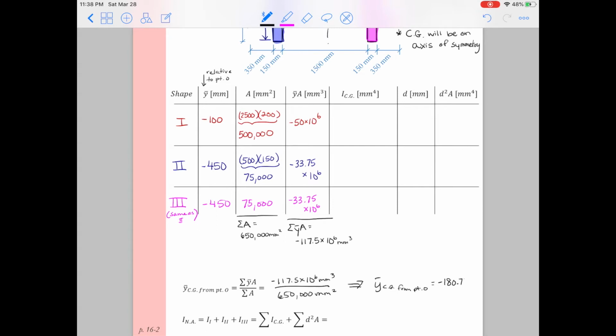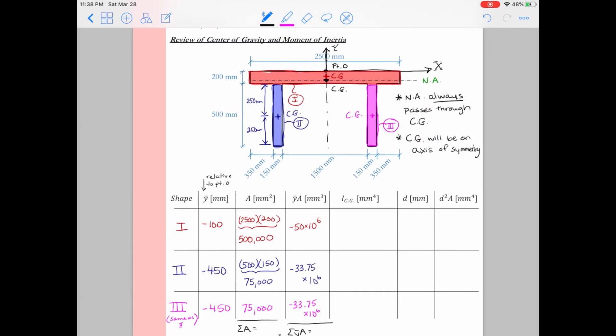Now I'm very careful here to label that this is y bar to the center of gravity from point O. Remember, I had to put my origin and I had to put my xy axis in place. And when I did that, I had to pick a starting point to figure out what the distance to y bar. So my starting point was point O. Relative to point O, I move in the y direction a negative 180.769 millimeters. That will bring me to where the center of gravity is. And so I'll go ahead and sketch that distance on my figure.